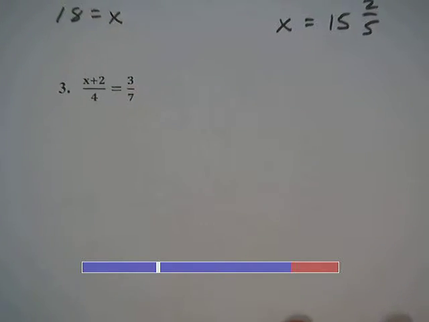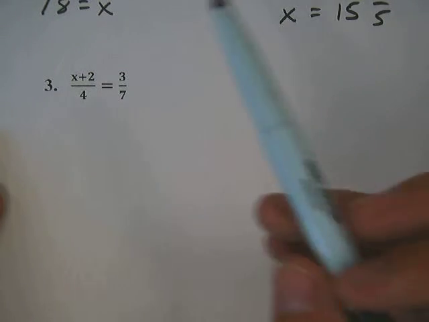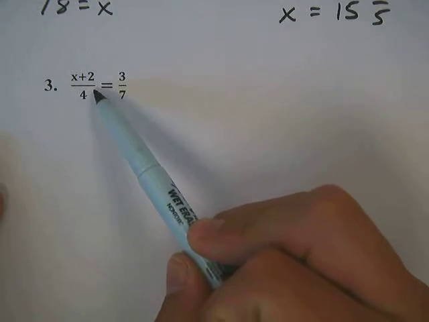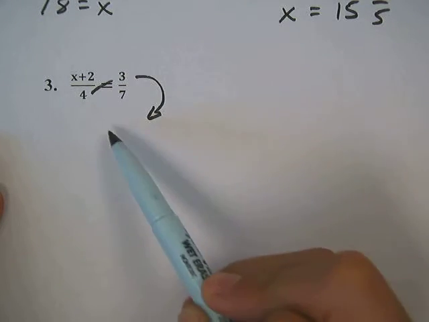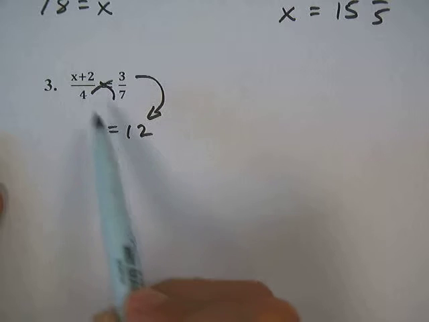Okay, last one. Now proportions can get a little more complicated. They don't have to be quite as simple as those. This one's not terribly complicated, but it gives you the idea. And that is you just simply cross multiply again. So I'm going to multiply 4 times 3, and I'll get 12.